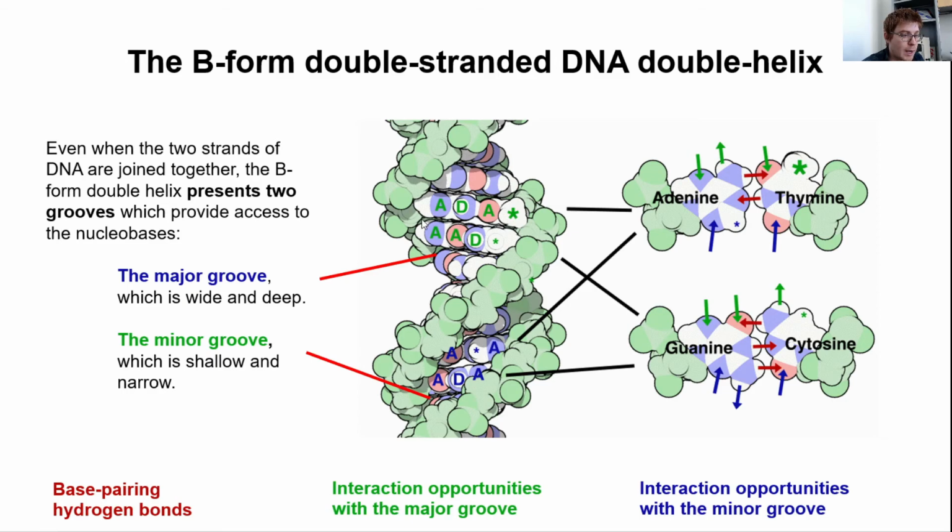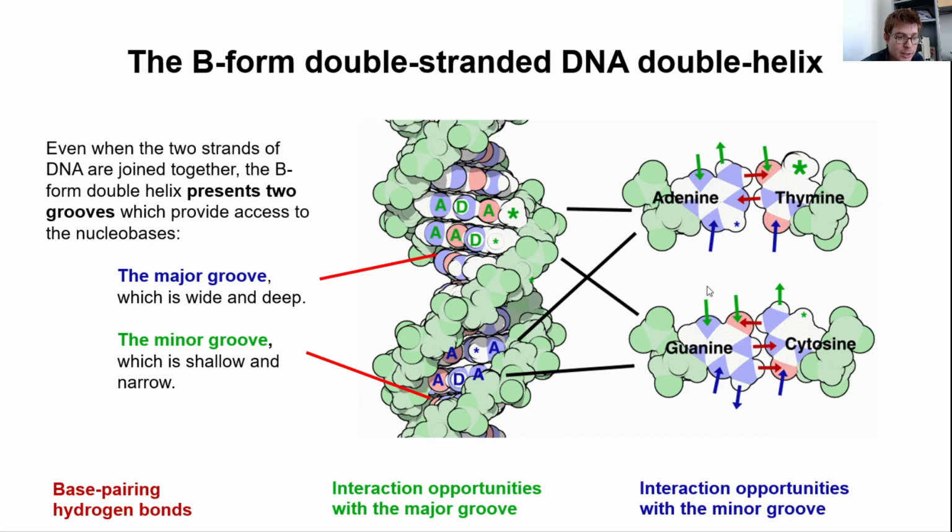You have this very wide, deep groove, which is called the major groove of DNA, and you have this more shallow and narrow groove called the minor groove. And what's neat is if we look at base pairing interactions here, so A and T, we've got these two red hydrogen bonds that form the Watson-Crick-Franklin base pairs, and in C and G, we have the three right there, so these are highlighted in red.